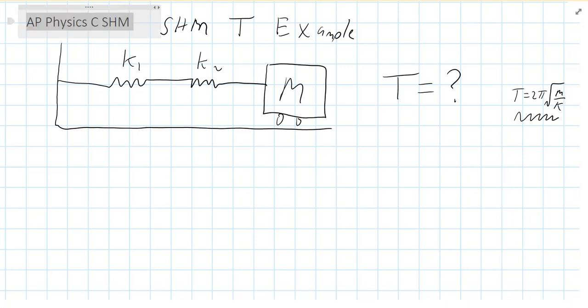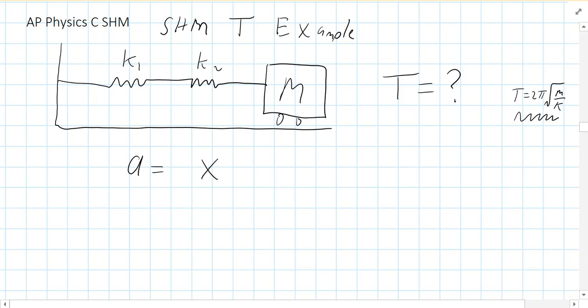So how do we figure this out? Well, the general strategy is the following. We want to get A in terms of X. And there should be a negative out front here, and whatever's in front of that X will be omega squared. And then period will be 2 pi over omega. So that's our goal: to get A in terms of X, and then we can get the period.